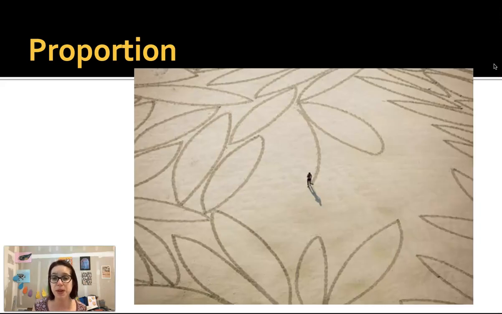So in this example here, there is a man dragging a tool along the sand, and we can get a sense of size and scale due to the photograph.